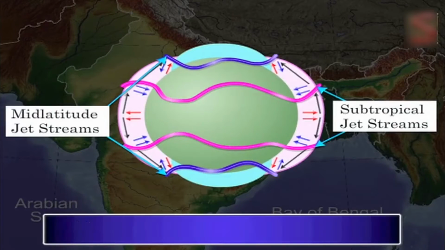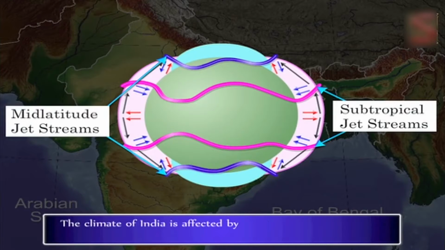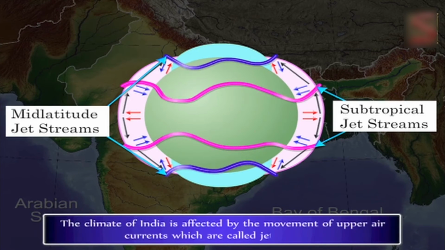In addition, the climate of India is affected by the movement of upper air currents, which are called jet streams.